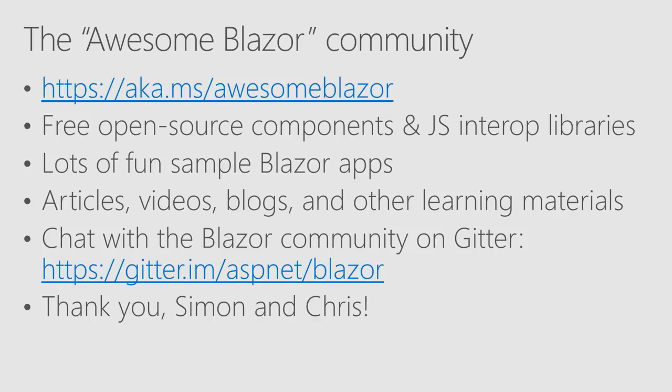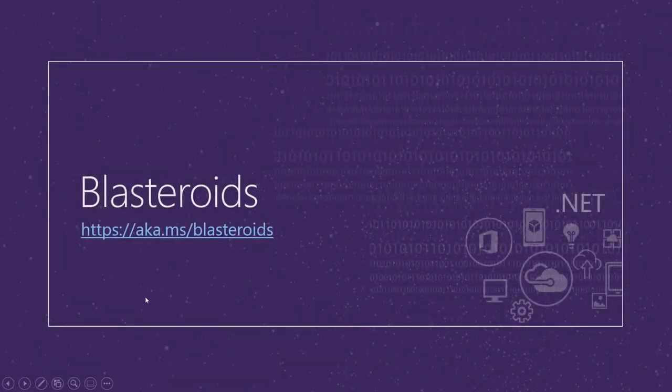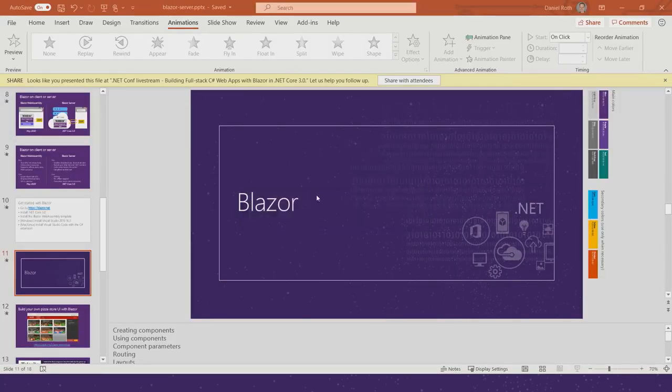If you want to check out lots of great projects in the community, I encourage you to go to Awesome Blazor, aka.ms/awesomeblazor. It's a GitHub repo that keeps links to all different articles, videos, tutorials, samples, and libraries. One of my favorites is this Blastoroids sample. I'm just going to show it really fast, and then I'll get off the stage.